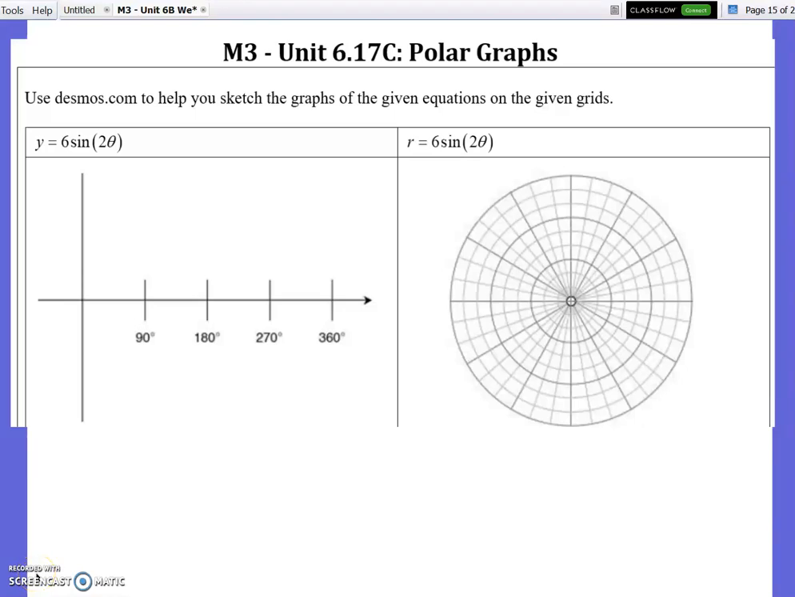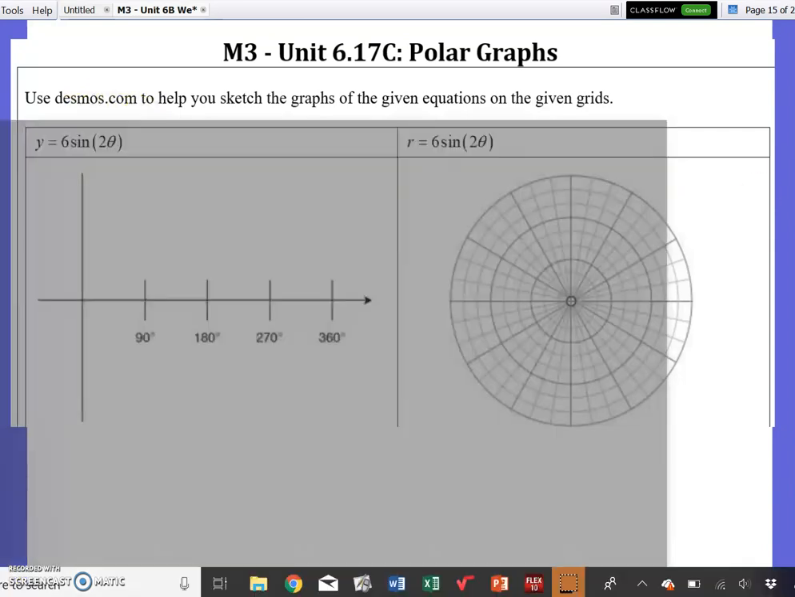Well, hello everybody. We're going to be talking about 6.17c polar graphs, specifically how to graph equations using polar coordinates. I know it says theta here, but basically it's y comma x, theta comma y, or x comma theta, and this is r comma theta. And so what happens when we put similar graphs on both? And it says to use Desmos.com.